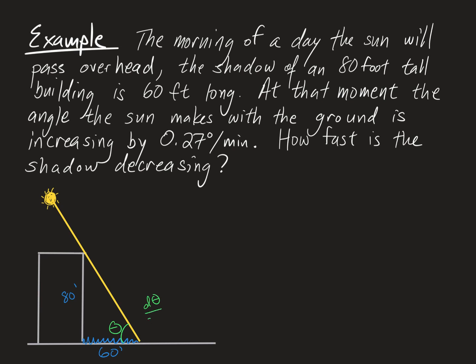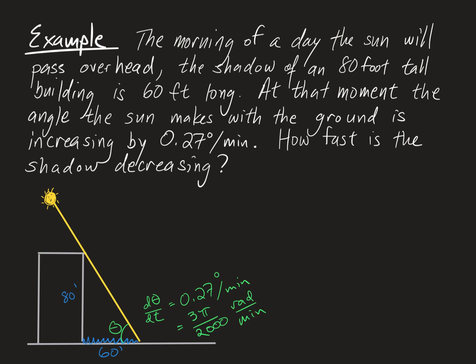d theta dt is increasing at 0.27 degrees per minute. Now, I just got done saying that the preferred unit of measurement for angles is radians. So I'm going to go ahead and convert this to radians, and it will be this value right here, 3 pi over 2,000 radians per minute.